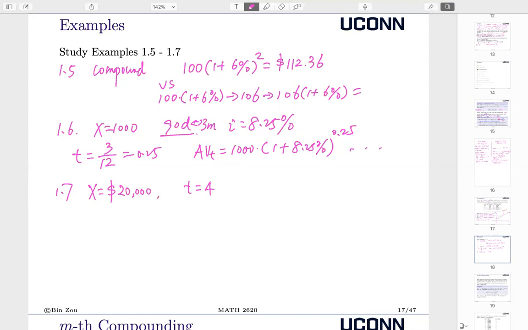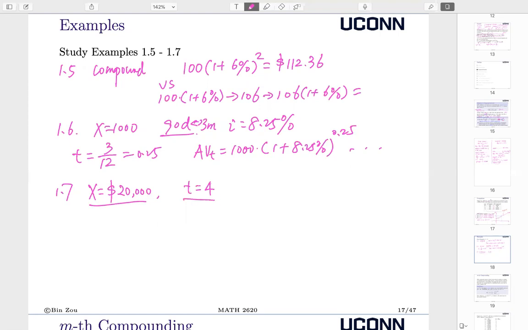By the way, I highly recommend you to follow my steps. You see, in each and every example, whenever I read a piece of information, I'm going to convert that information into mathematical notation, using the standard ones. For example, the first sentence says, Sam borrows $20,000. That means the principal is $20,000. He repays the loan in 4 years. So I know the time span is 4 years.